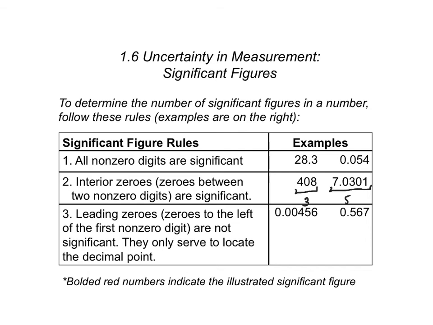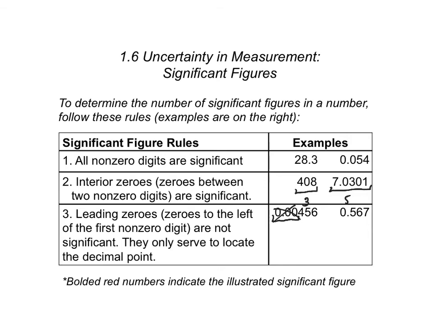Number 3, leading zeros. What happens when we have zeros that are leading a number? Leading zeros are never significant, okay? So anytime we have any type of leading zeros, all they are doing is serving to locate the decimal point, right? What would be a better way to write this anyways? Scientific notation, or convert with the prefix multipliers, right? So these guys are never significant. You never count them with respect to sig figs.